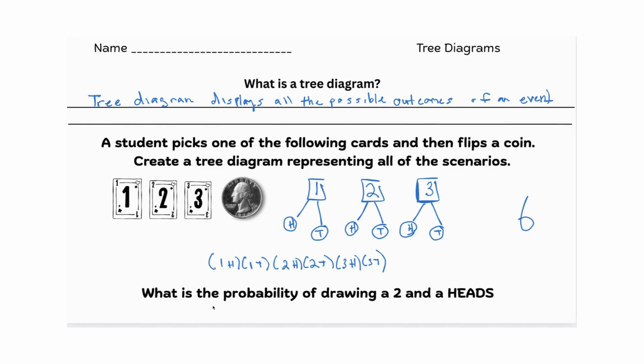So the question is, what's the probability of drawing a 2 and then a heads? I'm going to use a different color because I can. What's the probability of this event right here happening, a 2 and then heads? There's only one way. I have 6 total possible combinations, so it'll be 1/6. So a tree diagram is a really nice way to visually display all the different outcomes of an event.